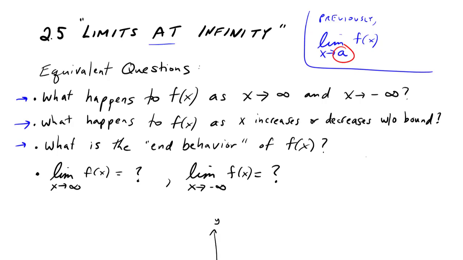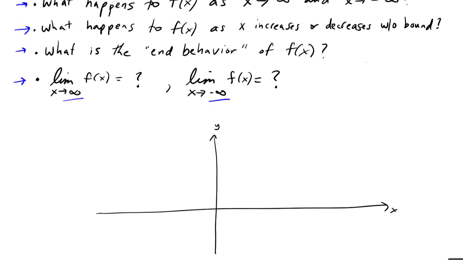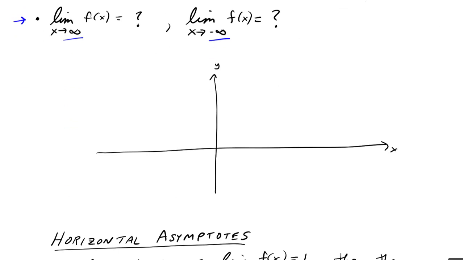Okay, and then we have the very common mathematical expression: limit as x approaches infinity of f of x is what? And limit as x approaches negative infinity of f of x is what? Okay, so graphically what we're talking about is what happens as we go out here and back here. So out here towards infinity and back here towards negative infinity.